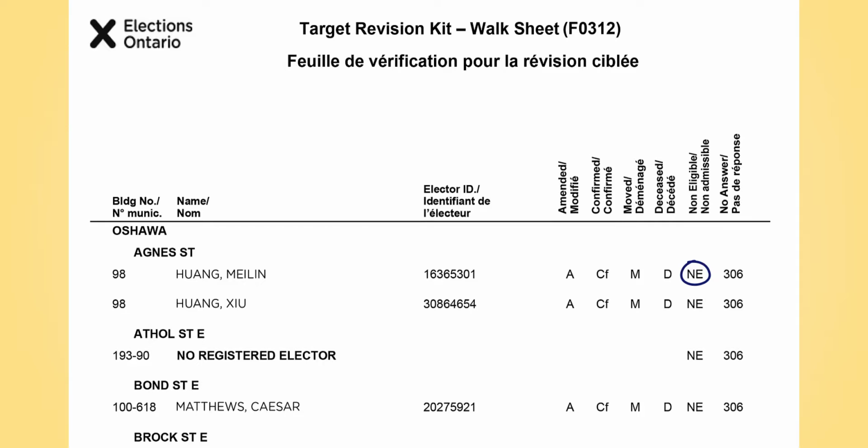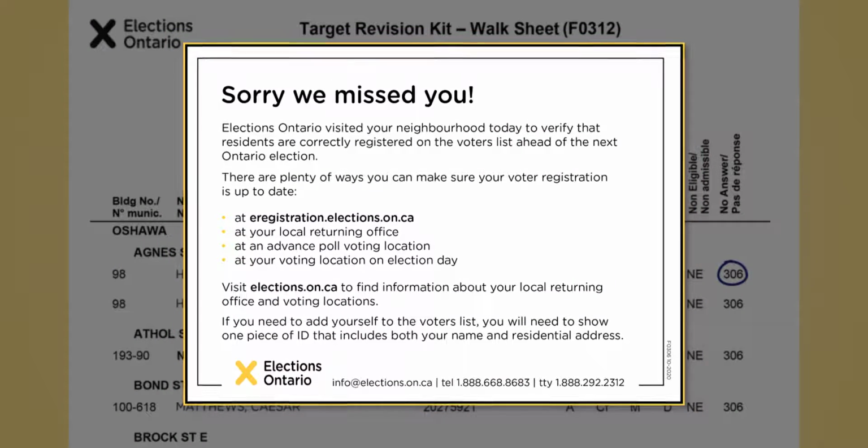This could be someone who is not a Canadian citizen, or will not be old enough to vote on election day. These mistakes don't happen often, but they can occur. Finally, 306 is circled when there was no answer at the residence. It is called 306 because revising agents will have left the notice, whose form number is F0306.